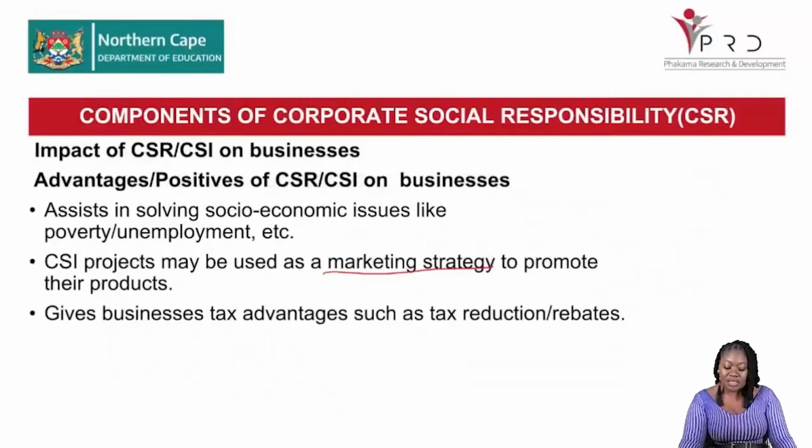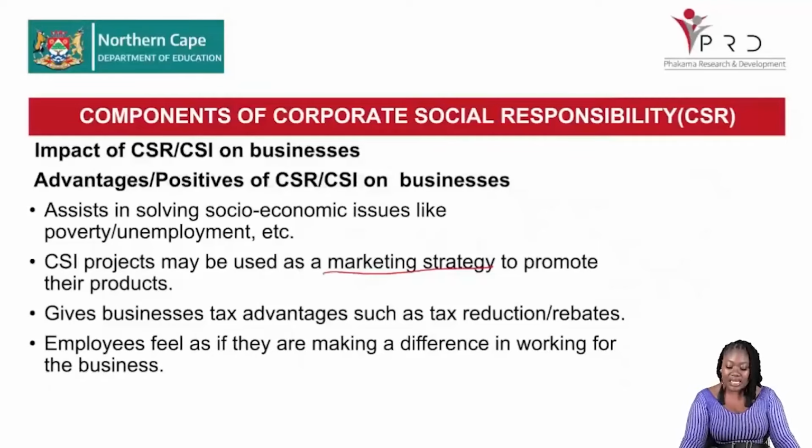Okay, and then also it gives businesses tax advantages such as a tax reduction. So that's one of the advantages, the fact that businesses get tax rebates if they're involved in CSR or CSI projects. Okay, employees feel as if they're making a difference in working for that particular business. Let's make an example of a business that donates their time, where employees every weekend, let's say, go to an old age home and help around in that particular community. This gives the employees the feeling of, I'm making a difference, and I'm making a difference because I'm working in this particular business, because they're doing good for the community.